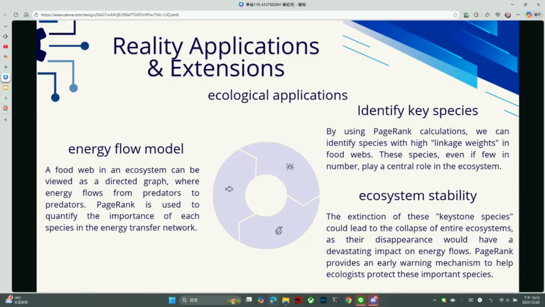Ecological applications. PageRank is also extended to biology. In an ecosystem, a food web can be viewed as a directed graph where energy flows from prey to predator. We use PageRank to identify keystone species. These are species that have higher linkage weight, even if their population is small. They play a central role in the network. Mathematically, we can predict that the extinction of this specific species could cause the entire ecosystem to collapse. This provides an early warning mechanism for ecologists.